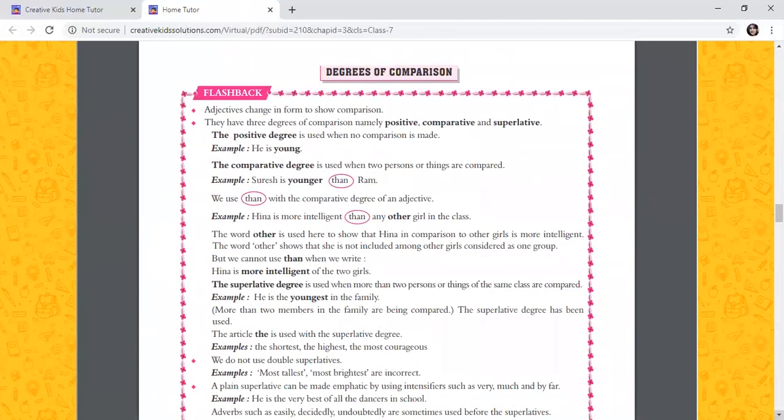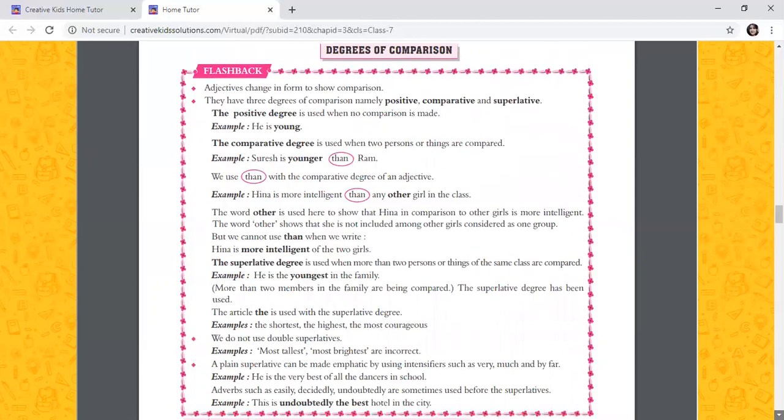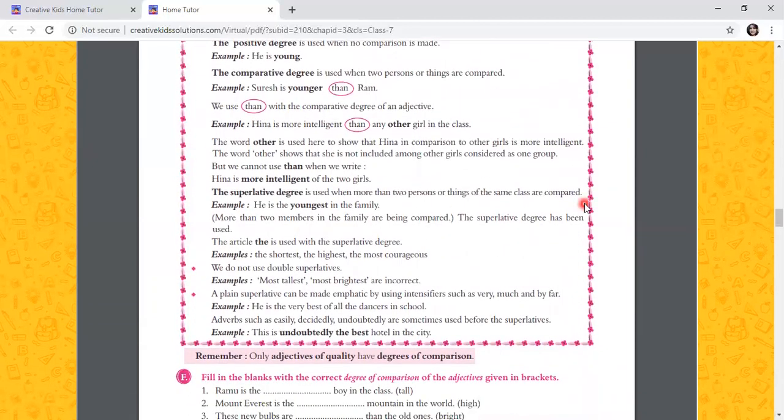There are different degrees of comparison in adjectives. What are they? Positive degree, comparative degree, and superlative degree. Positive degree is used when no comparison is made. Comparative degree is used when two persons or things are compared. Here, in the comparative degree of adjectives, than is compulsory in the sentence.